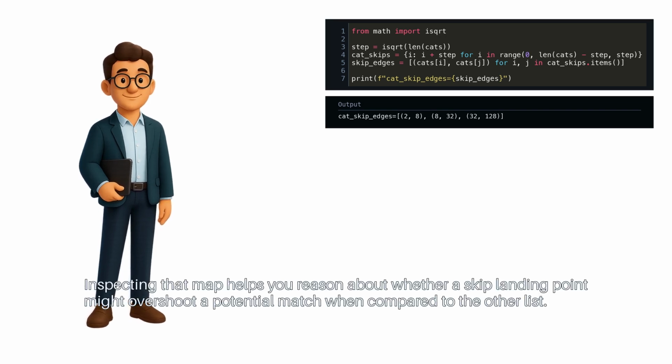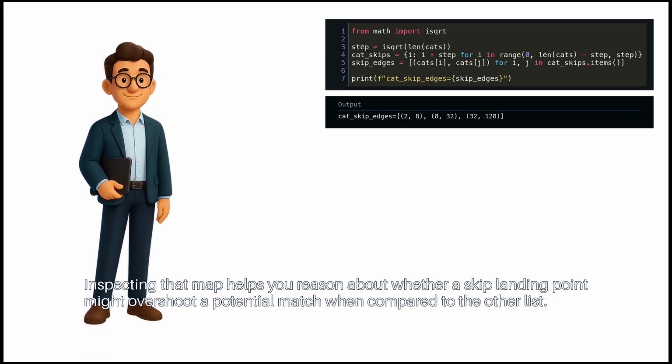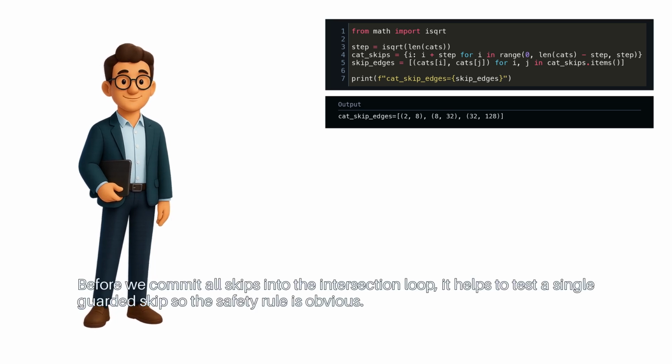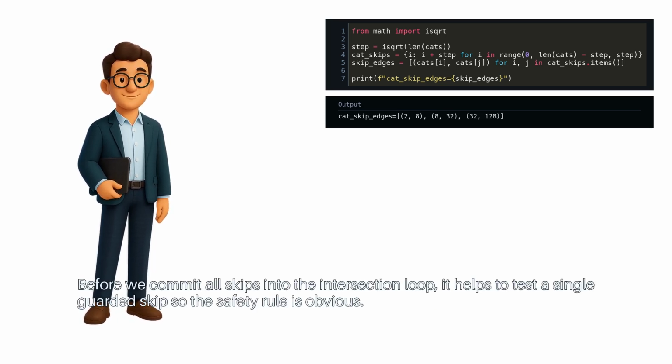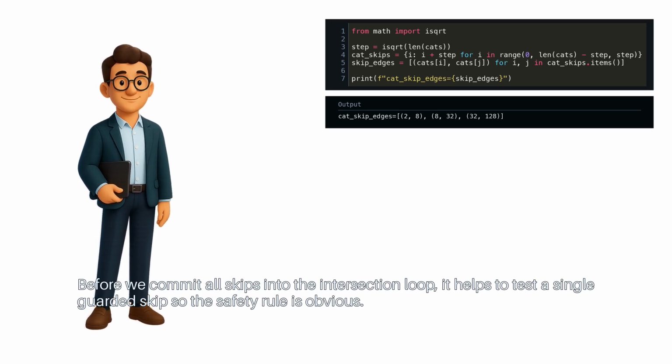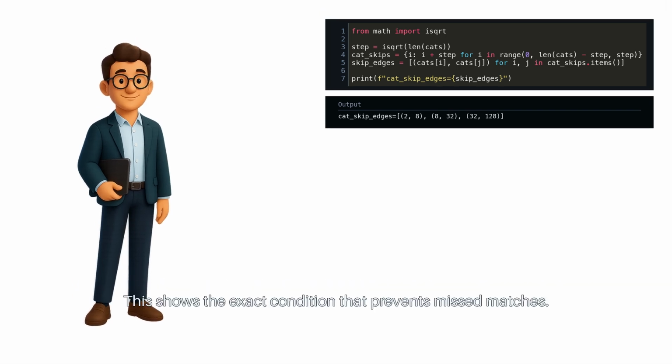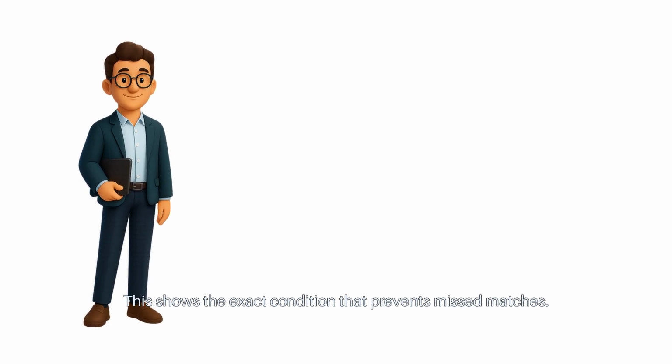Inspecting that map helps you reason about whether a skip landing point might overshoot a potential match when compared to the other list. Before we commit all skips into the intersection loop, it helps to test a single guarded skip so the safety rule is obvious. This shows the exact condition that prevents missed matches.